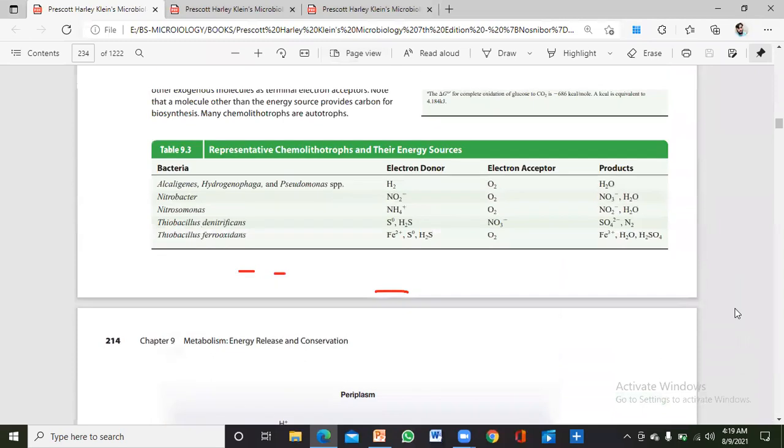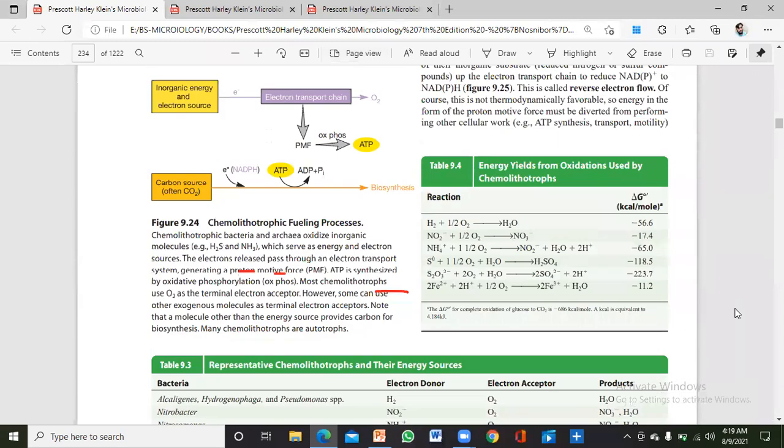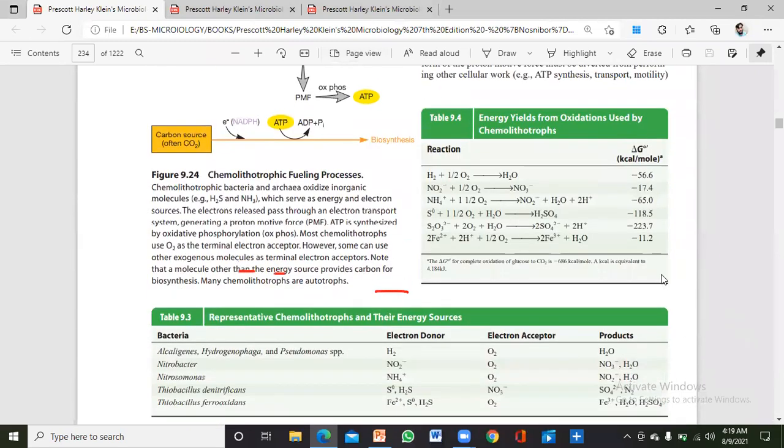Wait a minute, just look here. These are the electron donors in this table 9.3. In this table 9.3, the electron donors are H2, NO2, NH4, H2S, and other inorganic molecules. So how do they donate electrons?